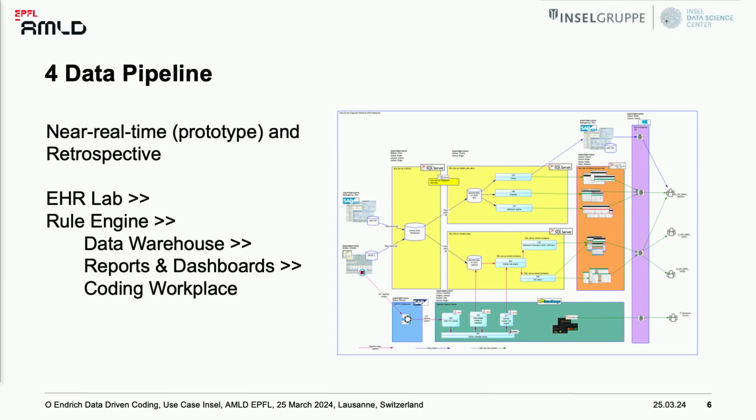To process this data, we use a data pipeline. We built two data pipelines. One is near real time, a prototype, and the second is retrospective. We ingest EHR lab data, and they run through this rule engine. Then we combine the data with data from the data warehouse, adding information about age and administrative cases. We use reports and dashboards for quality assessment, and then the data proceeds to the coding workplace.